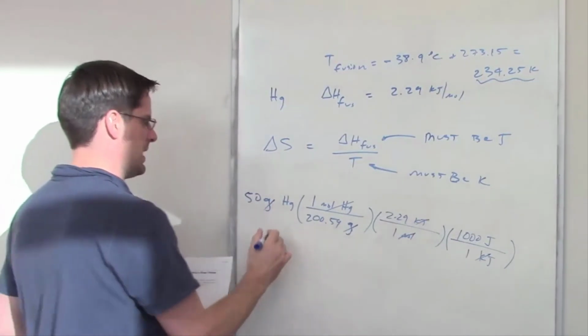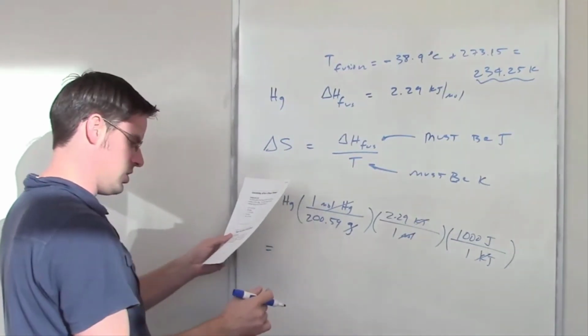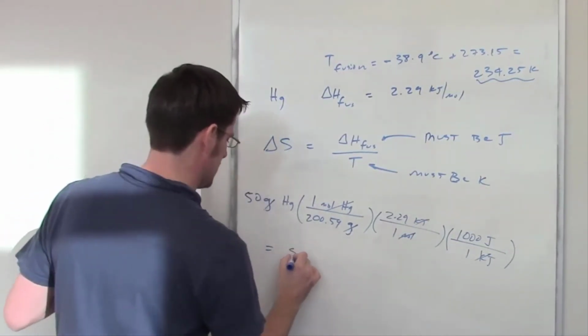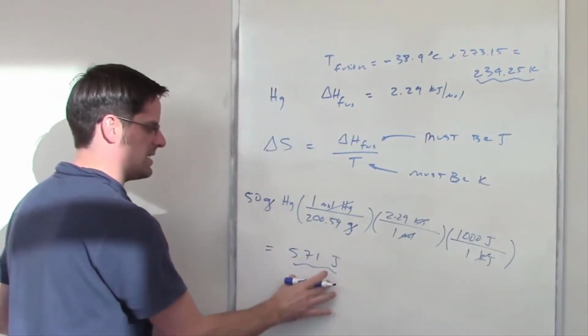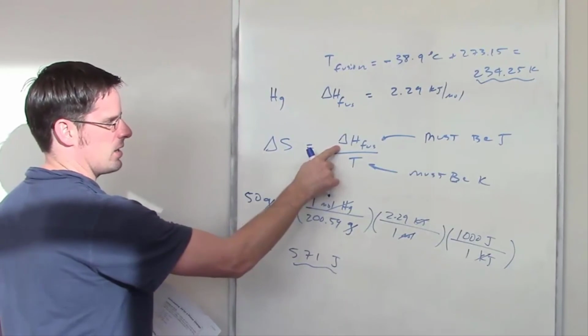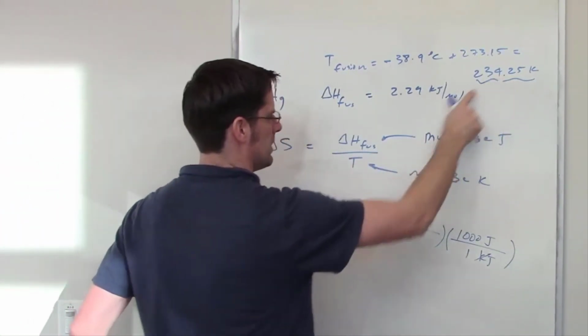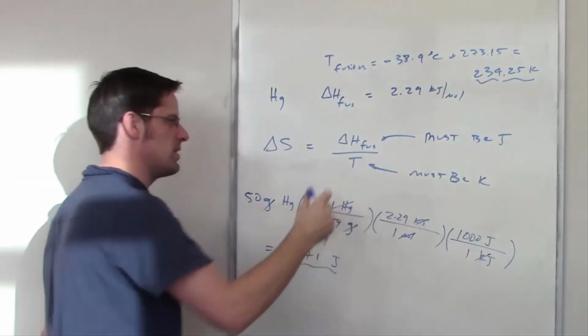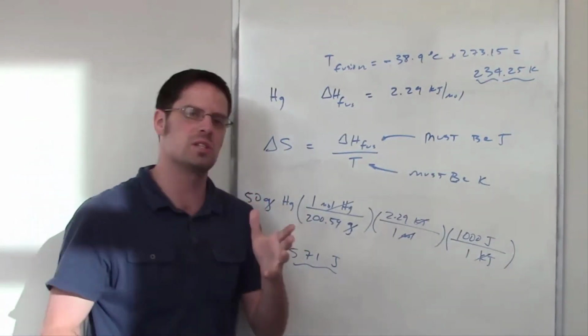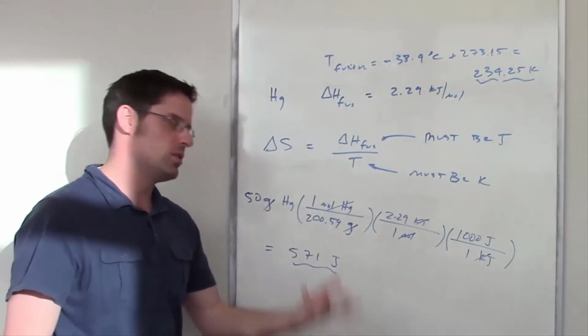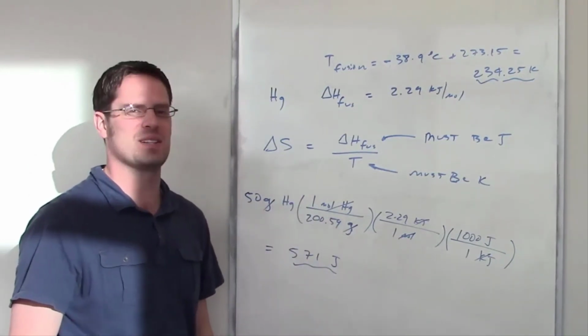I throw all that into my calculator, plug and chug, and I should end up getting 571 joules out the other end. That is the value that goes in the numerator here. This temperature goes in the denominator here. You throw that in there, you should get your final delta S, and it should be in units of joules per Kelvin, which I think is actually the correct unit, so there you go.